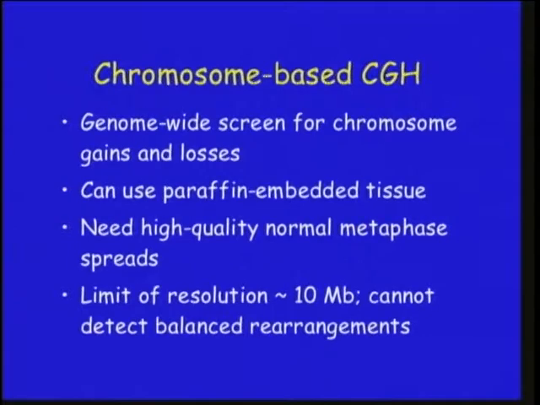One slight disadvantage of it is that you do need high-quality normal metaphase spreads. And this isn't a problem for clinical labs, but a lot of research labs find it difficult to do this. So it wasn't widely used in a lot of different labs. And the biggest limitation to it is that it doesn't have very good resolution. So if you're looking for single copy gains and losses, you have to have a change of at least about 10 megabases in order to detect it. So that's a very big piece of DNA.